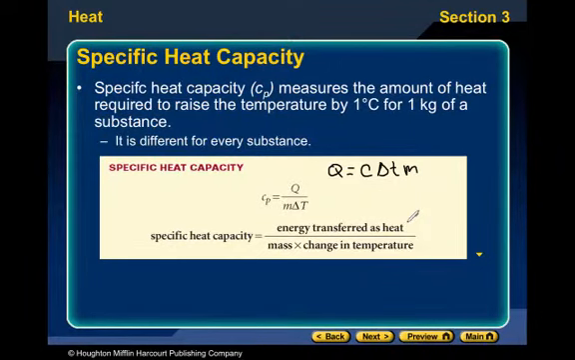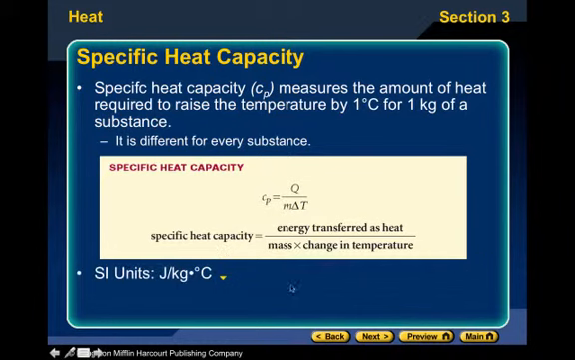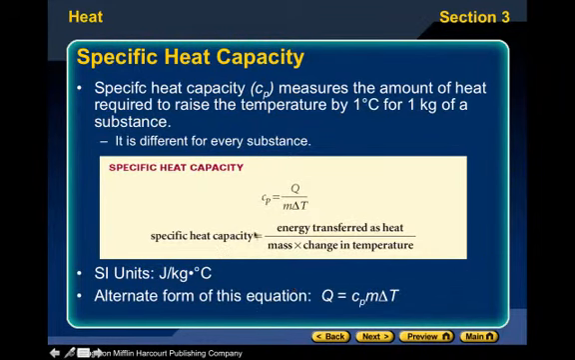I usually write it this way. So if you remember this one, it's the same. It's just rearranged for specific heat. Some books you'll see C is written as S, but it's the same. The units for specific heat are joules per kilogram degrees Celsius. Oh, they have cm. I like mc. However you want to do it.